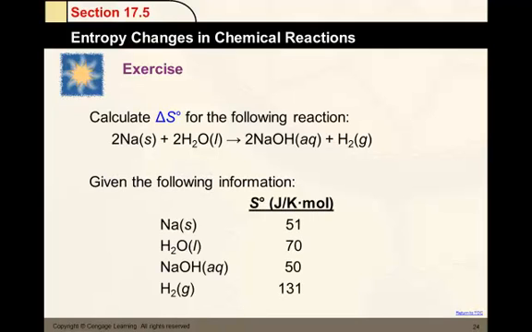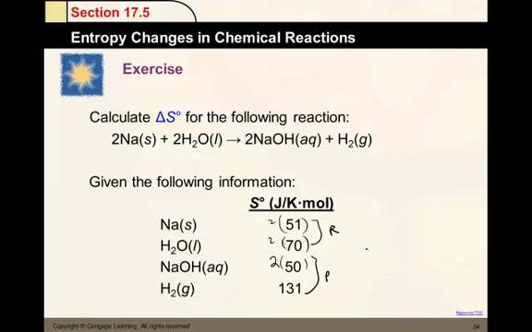Again, notice joules per Kelvin mole. These numbers are plugged in. Make sure that when you look at sodium, which is 51, you multiply by 2 because it's 2 moles of sodium. Water is 2 moles of water. Sodium hydroxide is also 2 moles, and hydrogen is just 1 mole. Products minus reactants, in other words, we're going to take 2 times this one, which is 100. That's what these are, the products, and these are the reactants. These, of course, have to both be multiplied by 2.